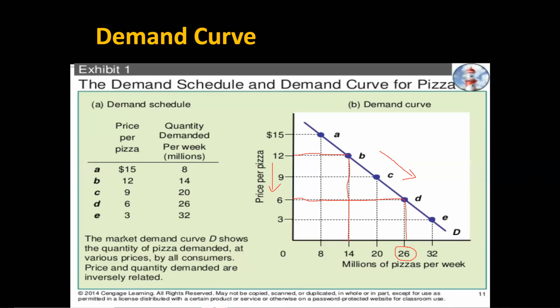Now it tells you right down here at the bottom that the market demand curve D shows the quantity of pizza demanded at various prices. Price and quantity demanded are inversely related. So what does that mean, inversely related?